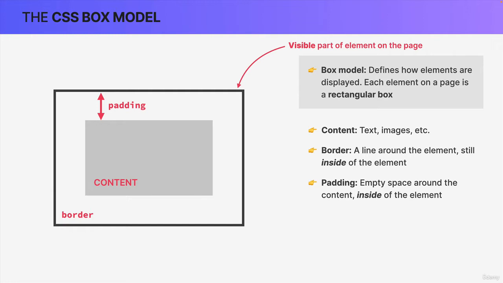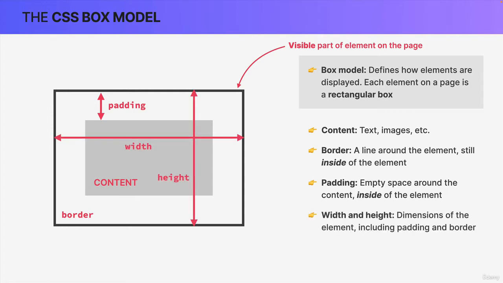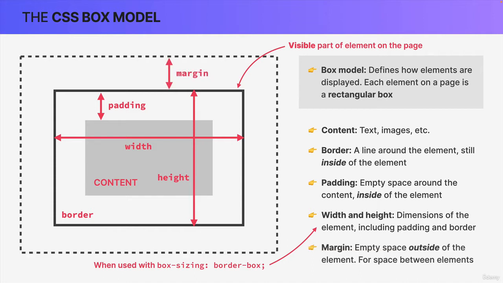Now, by default, the dimensions of the box are automatically defined by its content. However, we can also manually set the box dimensions using the width and height properties. This width and height will include the padding and the border as long as we set the box sizing property to border box. But anyway, now moving outside the actual visible element, we have margin. And margin is similar to padding, because it also creates empty space, but this empty space is around the element, so it's located outside of the element itself.